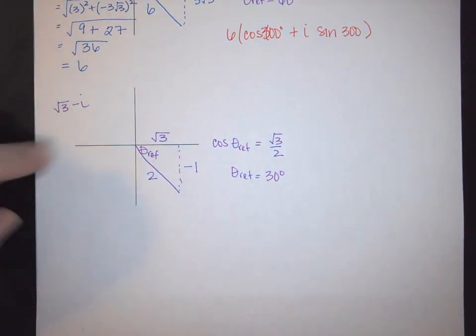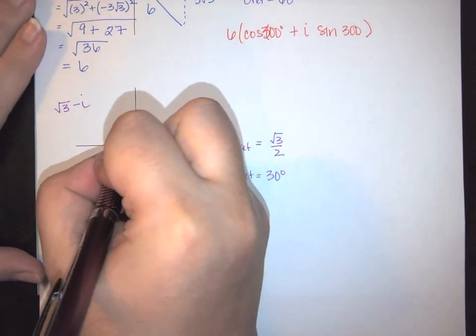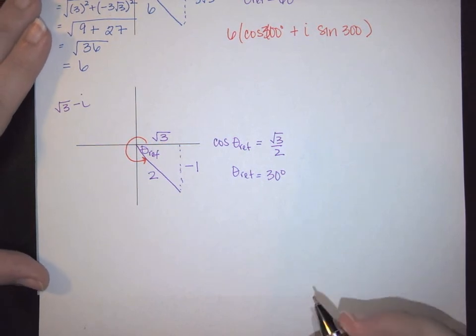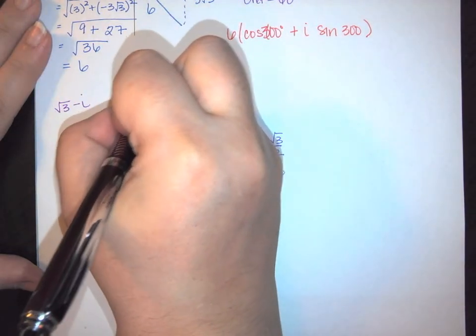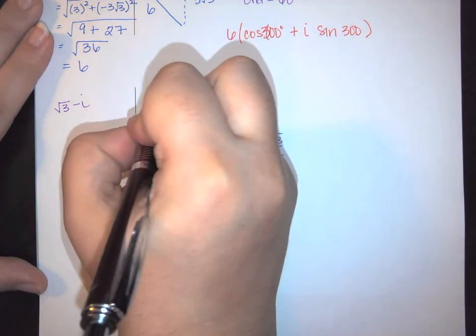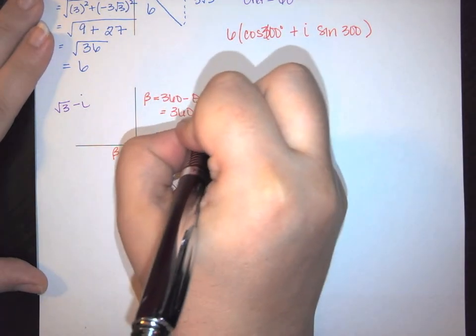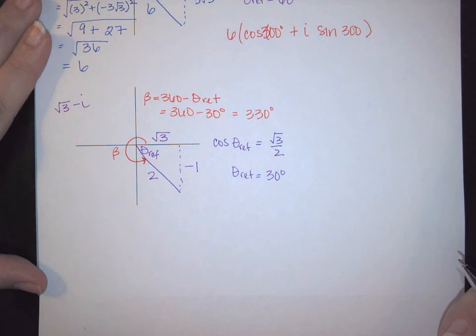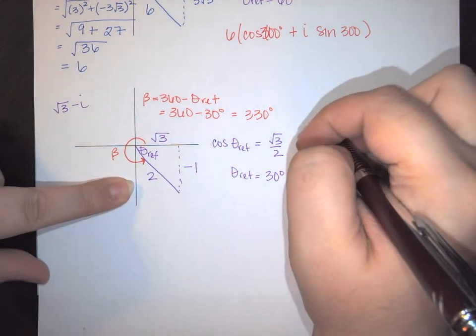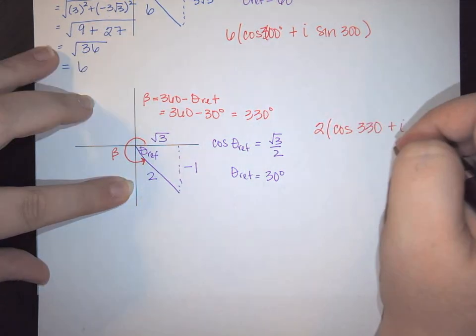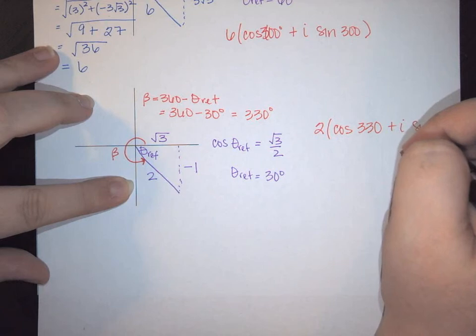Since I'm here in this fourth quadrant, I'm looking for this angle here. So if I call this beta, my angle beta is equal to 360 minus my reference. So this is 360 minus that 30 degrees, which gives you 330 degrees. And just like before, I can write this out. I'm going to have 2 times the cosine of 330 plus i sine of 330.